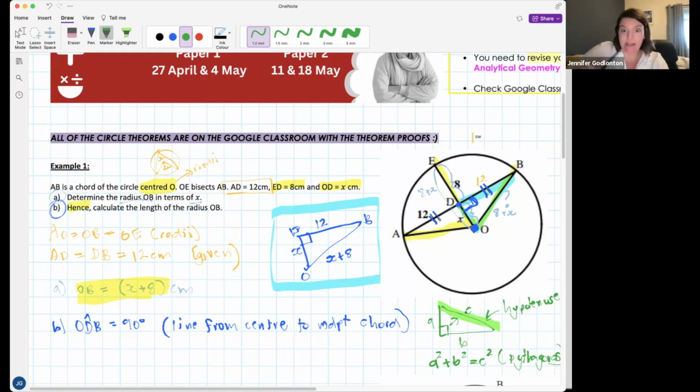Ma'am, when do we say a squared minus b squared equals c squared when we're using Pythagoras? So if you were trying to find one of the other sides and they gave you the hypotenuse, then you would say c squared minus a squared equals b squared. So only if they've given you the hypotenuse.